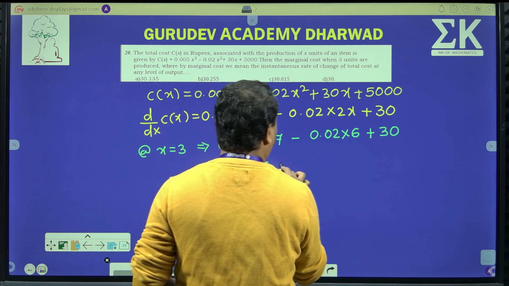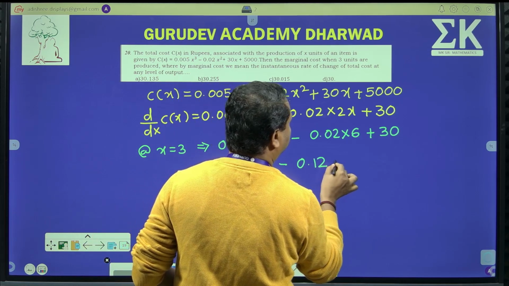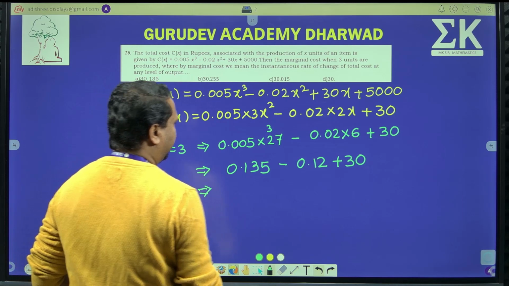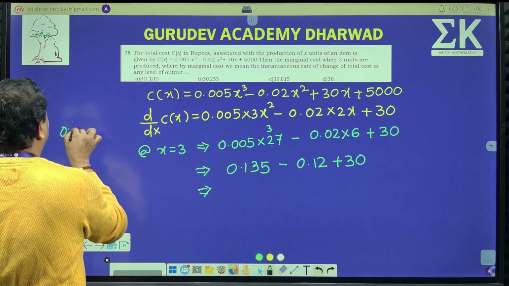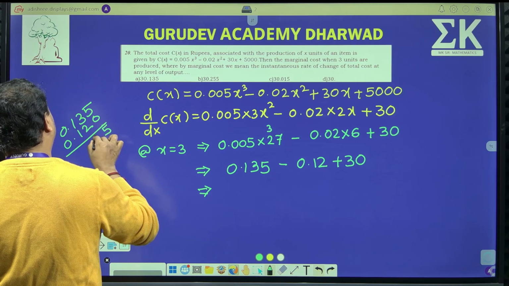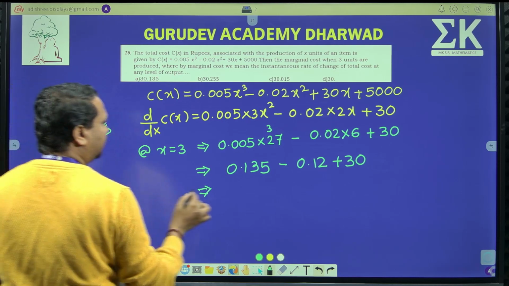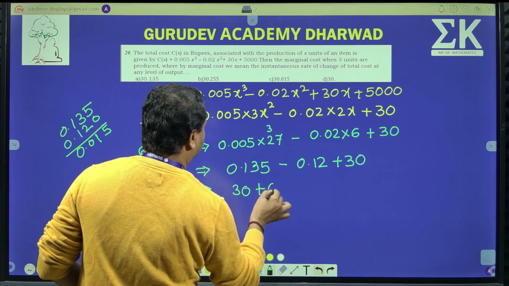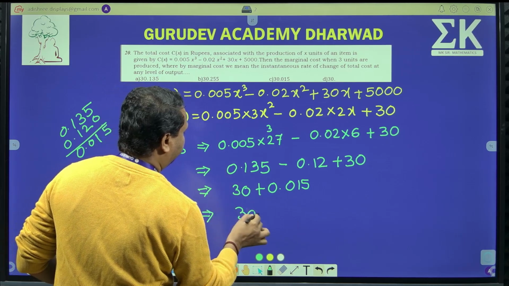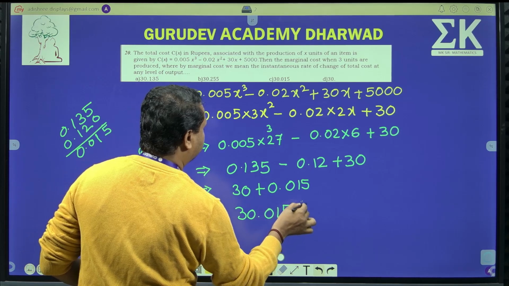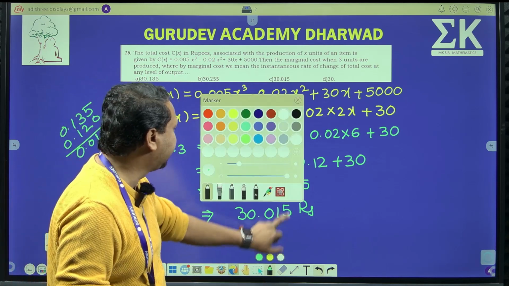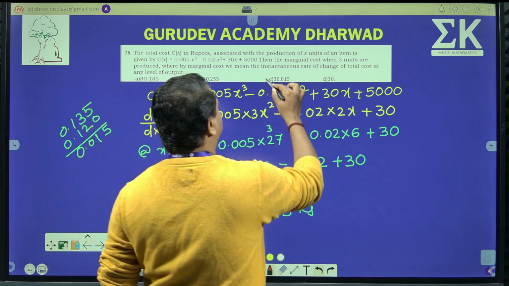0.135 minus 0.12 plus 30 should be equal to 0.135 minus 0.12, that is 0.015, plus 30, which is equal to 30.015 rupees. That is the marginal cost, 30.015. Should we go for option C? Right. Option C is the right answer.